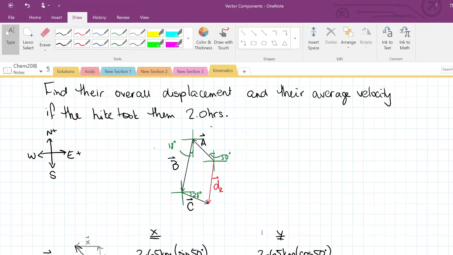My y, with respect to the 50-degree angle that I had referenced, is adjacent. And I have the hypotenuse, A, so that's 2.65 kilometers times cos 50. And I got 1.7033871 kilometers. My y, if we look at my diagram, is pointing due north, and I said north is positive, so I insert a positive sign there.